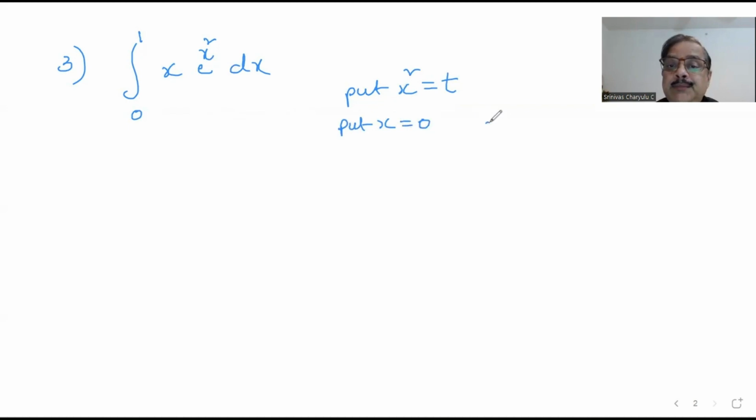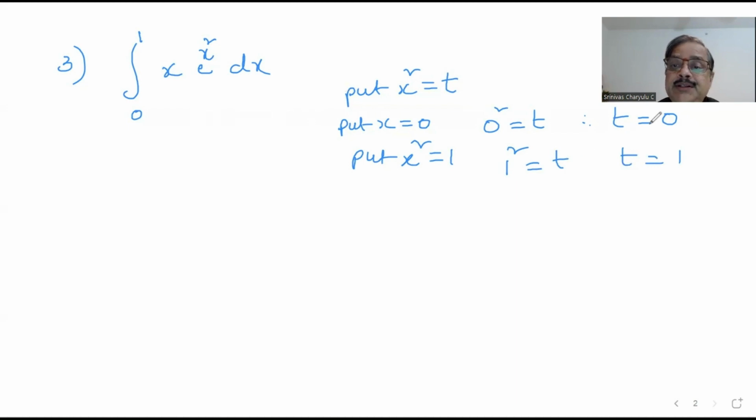So what will happen that time? 0 square is equal to t. Therefore, t is equal to 0. So lower limit after transformation is 0 only. Again, upper limit, put x square is equal to 1. Then 1 square is equal to t. So t is equal to 1. That means our limits 0 and 1 did not change.